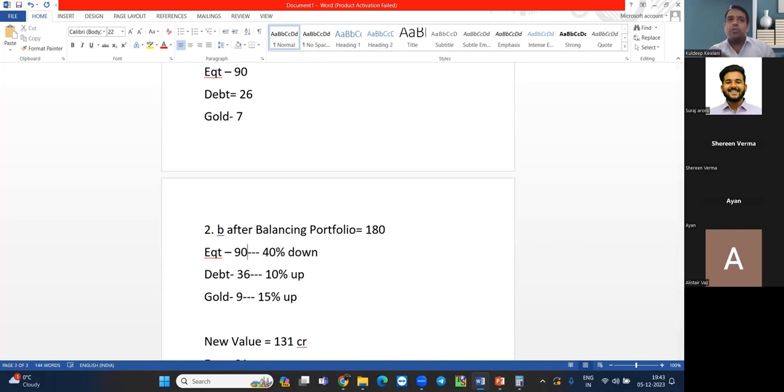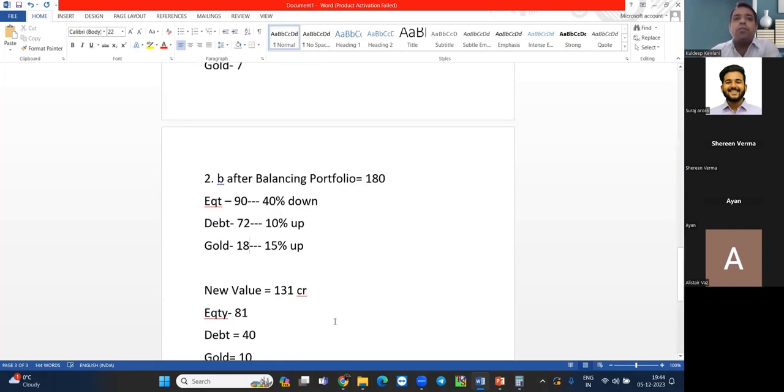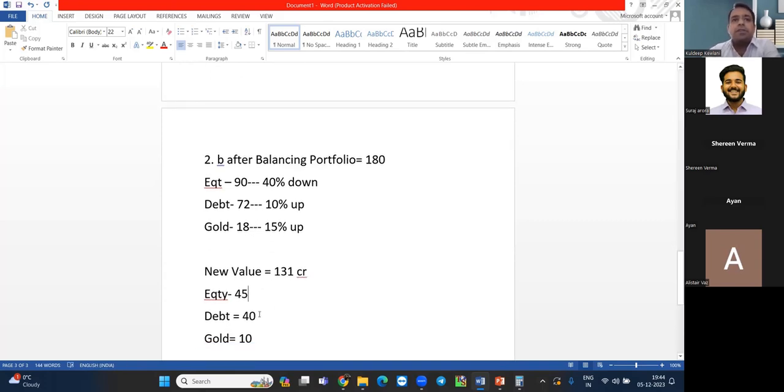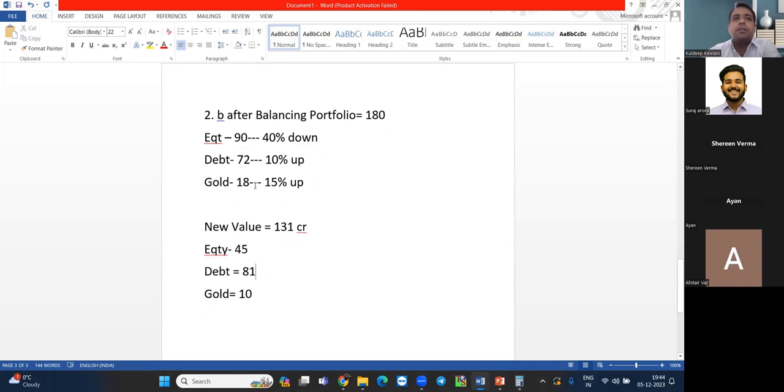Equity should be 50%, so it should be 90, and I say that then it should be 40%. So 18, 36, 72, so 72% should go in debt, right? And 10% will go in gold, 18. Now the value that comes here will be even better. 45, my equity will fall only by this much. 72 plus 10% up is 9, so 81, and 15% of 18 is 18 times 15, 90, 9 and 1.8, 2.7. So let's take it as 21, a round figure.